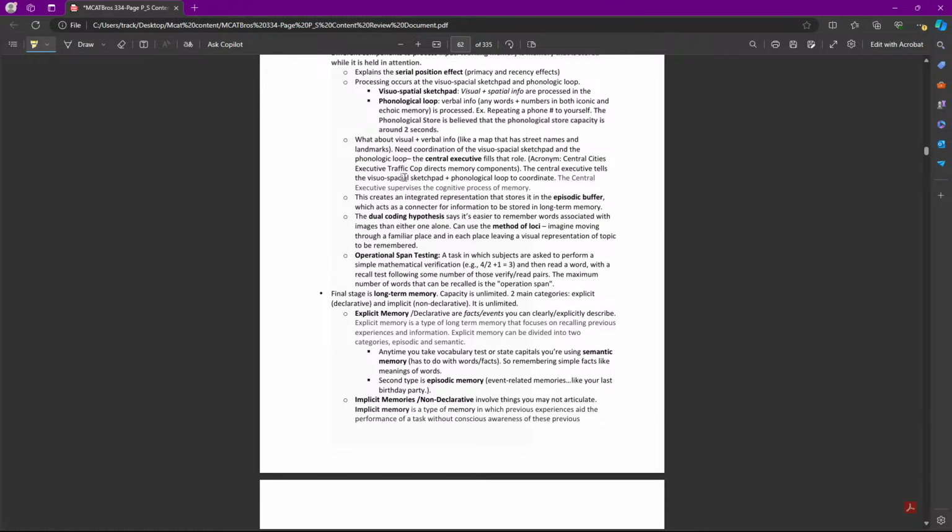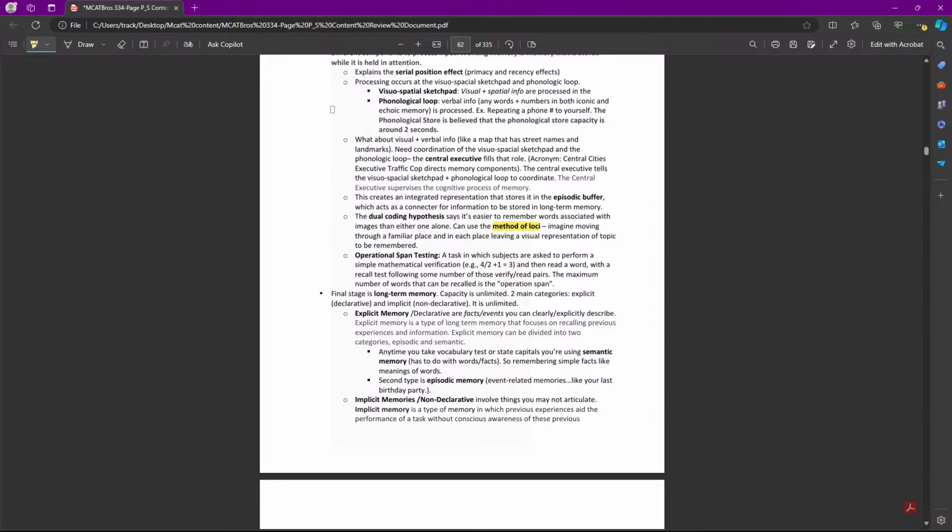The dual coding hypothesis says it's easier to remember words associated with images than either one alone. It's called the method of loci. Imagine moving through a familiar place and in each place leaving a visual representation of a topic to be remembered. So the dual coding hypothesis is saying that with your method of loci, you walk through a house and give a direction linked with each item.